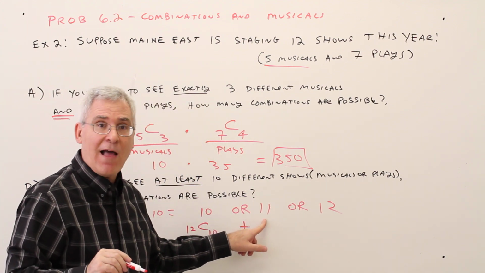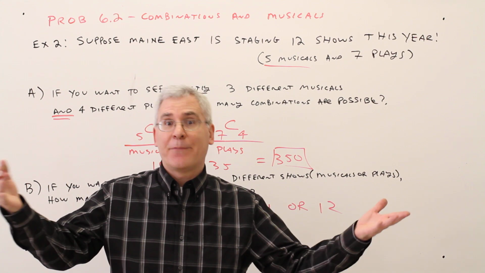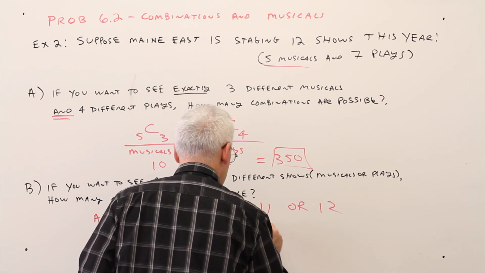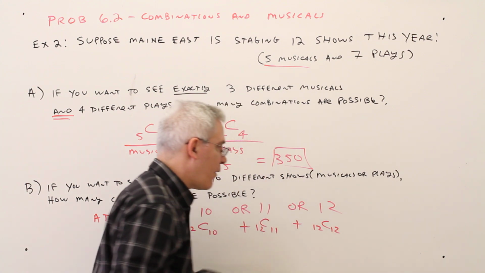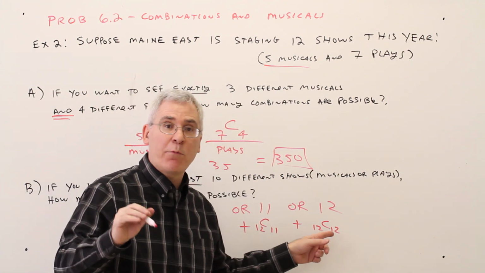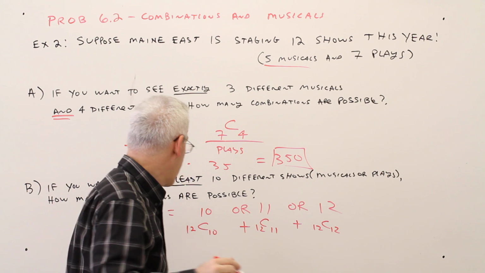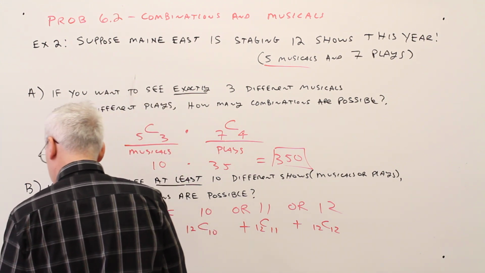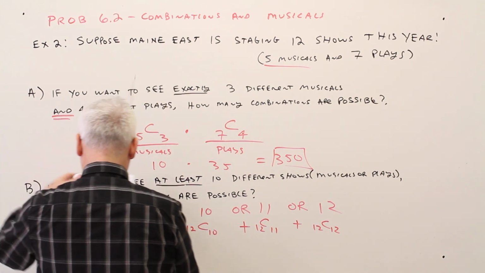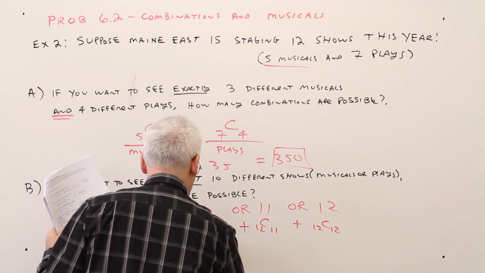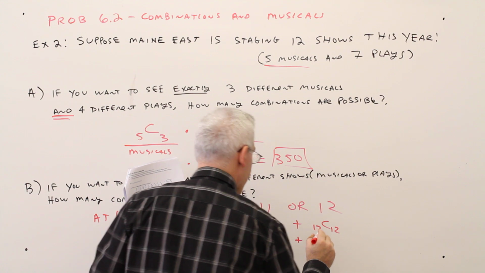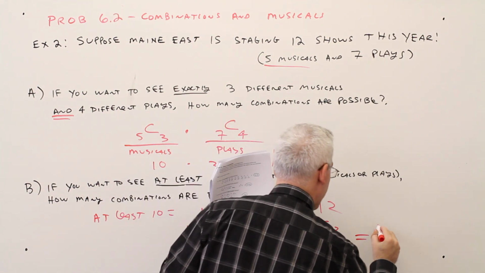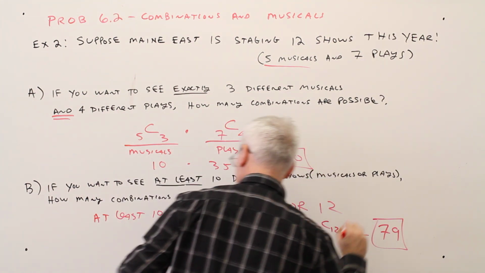Okay, if I want to see 11, out of all 12, choose 11. And then again, out of all 12, choose all 12. Obviously, there's only one way to do that, to see all 12. All right, so then if you compute the numbers, you get 66 plus 12 plus 1 for a grand total of 79.